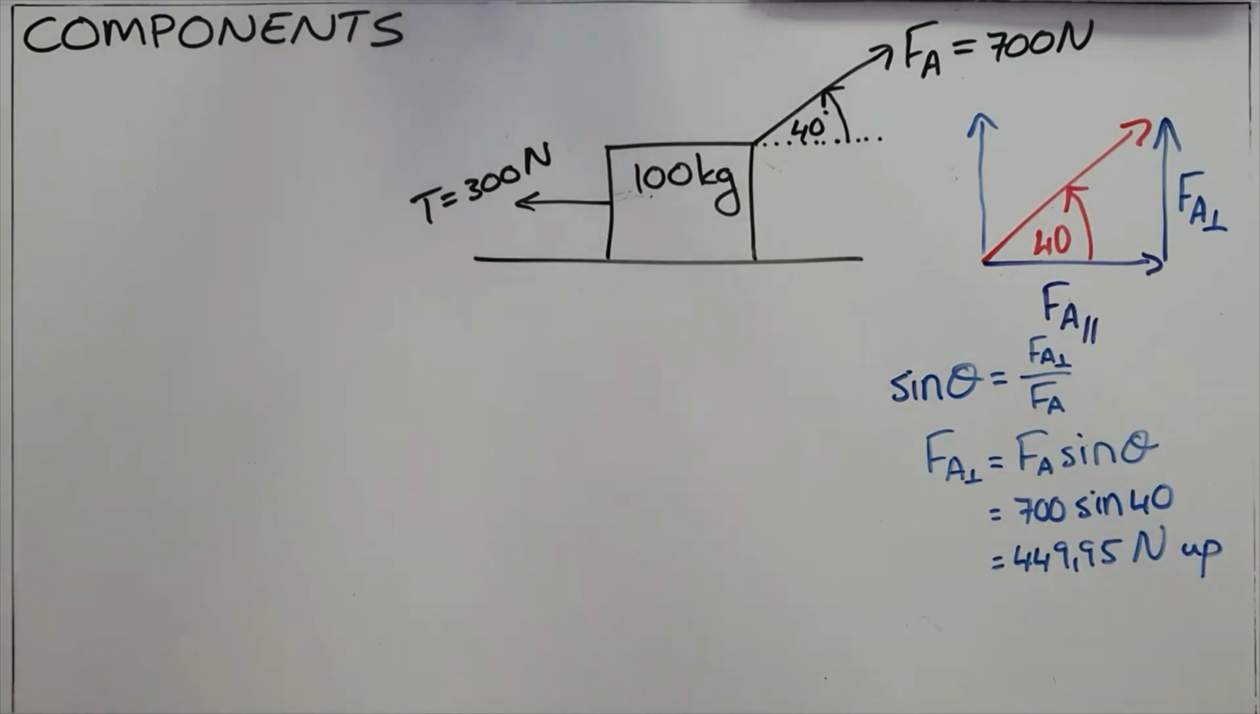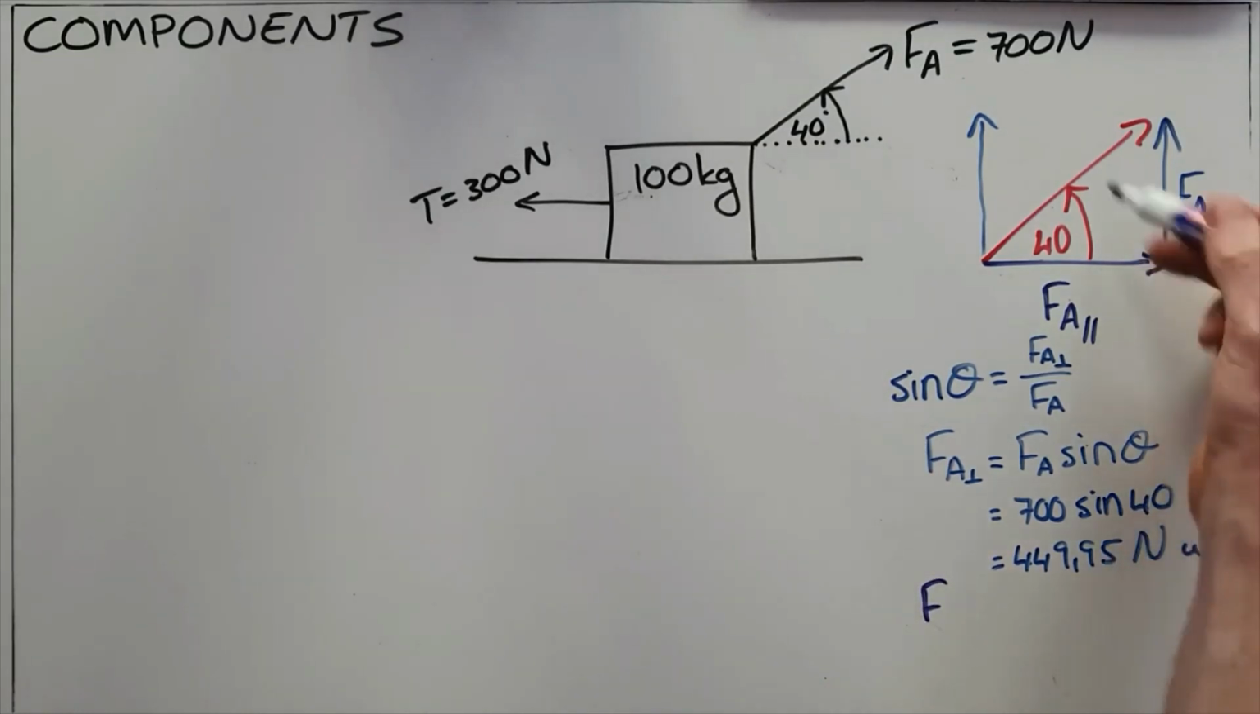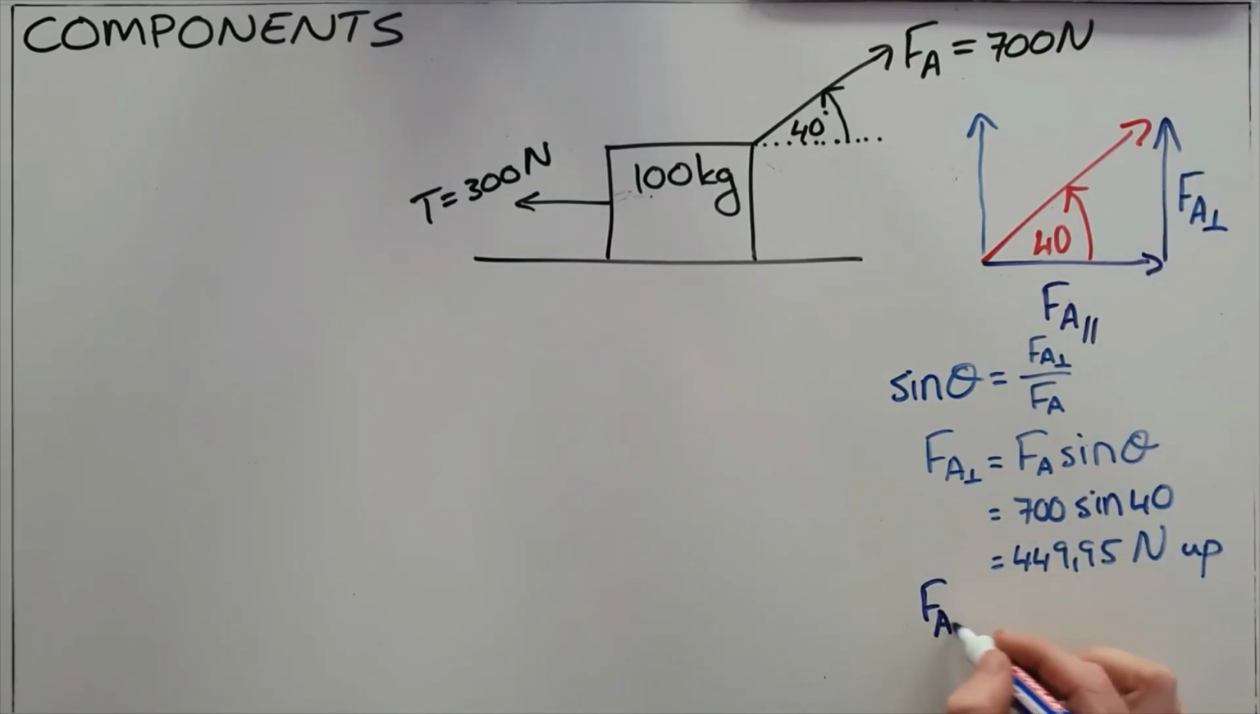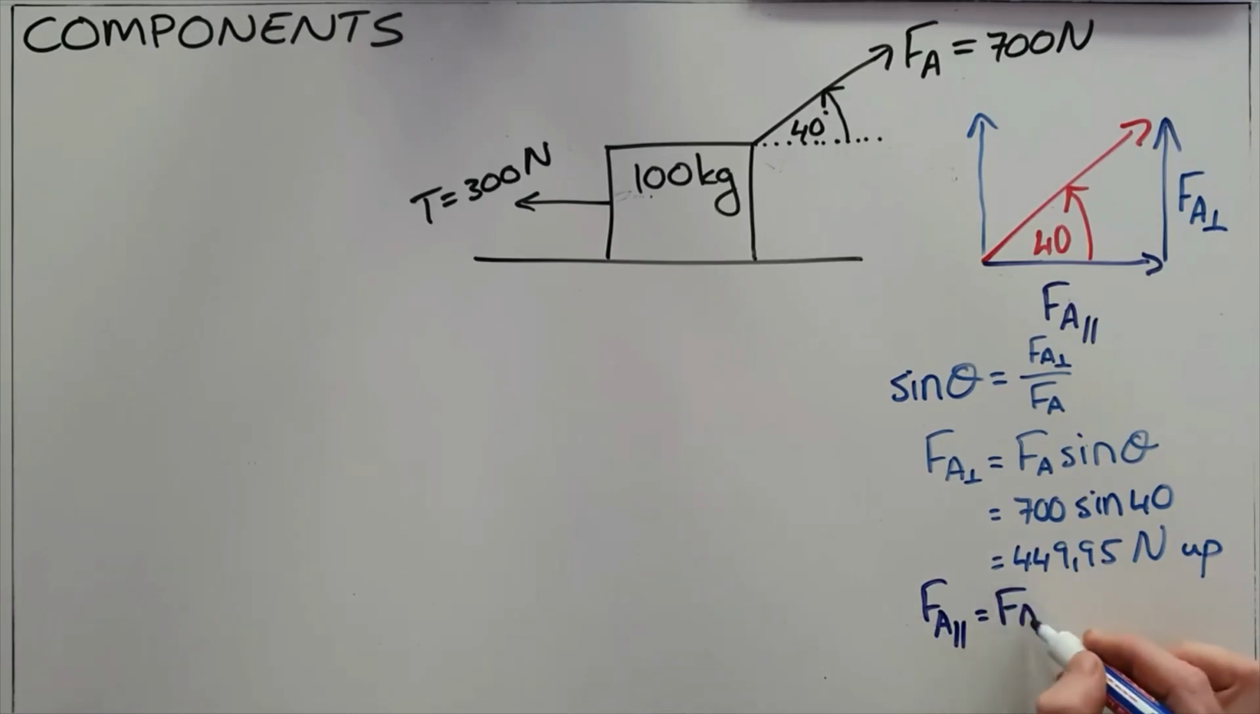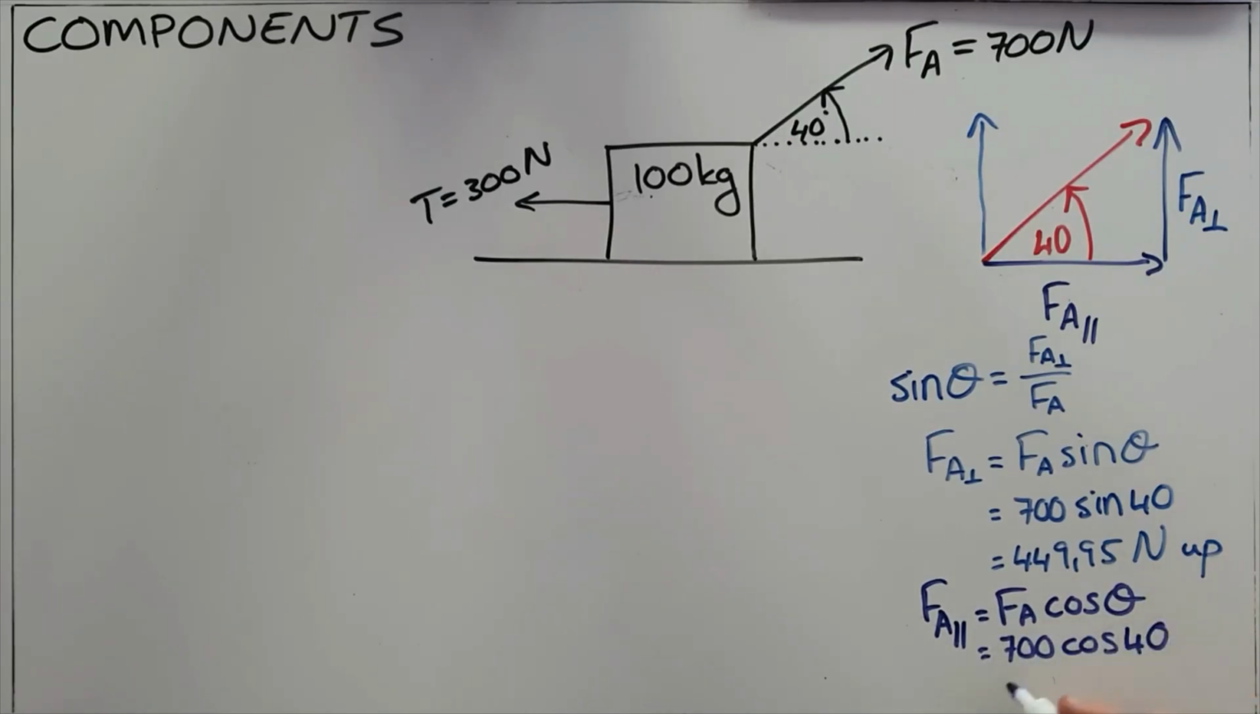In the same way, we can calculate FA parallel. Since that is the adjacent side over the hypotenuse, FA parallel, the component of FA that acts parallel to the surface, is equal to FA cos of theta. In this case, that is 700 cos of 40, which is 536.23 newtons, and that is acting to the right.